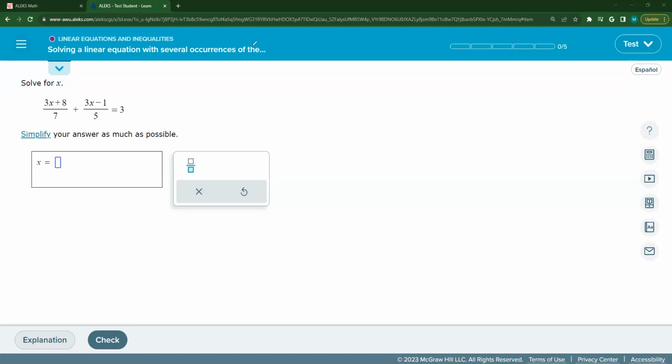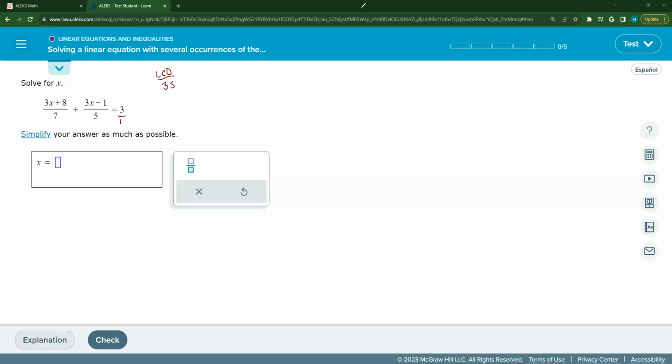Whatever we're doing, the first thing we do when we have fractions is we want everything to be a fraction, and then we're going to use the LCD. The LCD is the least common denominator. You look at all your denominators and find the smallest number that all of them go into. It's generally a bigger number. So 7, 5, and 1 all go into 35. So my LCD is 35.